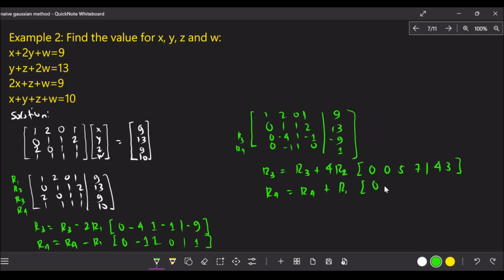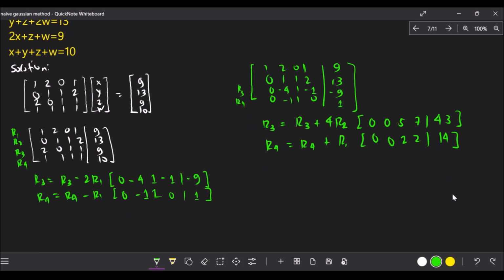1 plus 1, so it will be 0. 1 plus 1, so it will be 2. Then we have here 0 plus 1, 0 plus 2, so this will be 2. Then we have 1 plus 13, so that will be equal to 14.